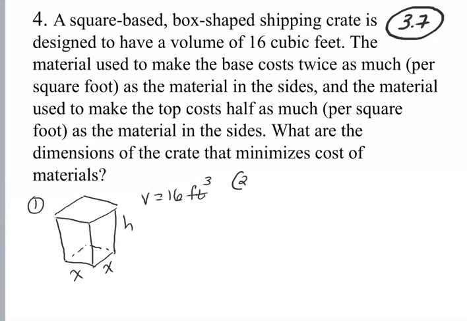So I'm going to move on to step 2, which is to write some equations. The first equation that seems relatively obvious is that I'm told something about the volume, so I should probably write a volume equation. How do I find the volume of a box? Well, it's length times width times height, so that would be x times x, or x squared times h. And I'm told that this is equal to 16. This would be my constraint equation. It limits how x and h are related to each other.